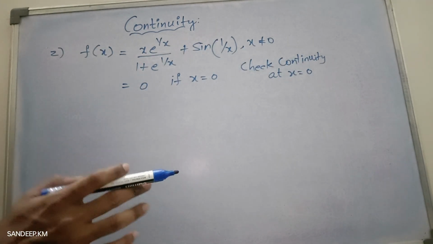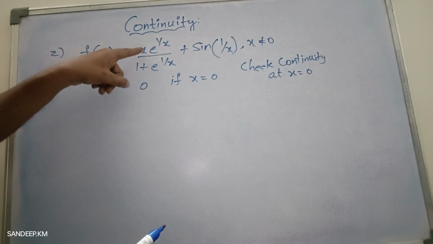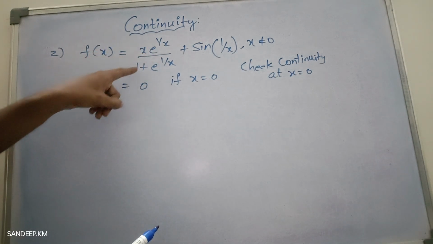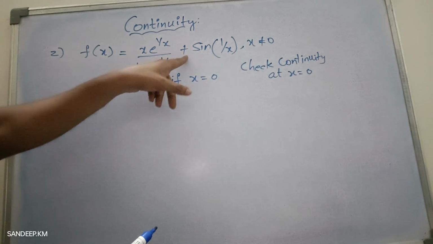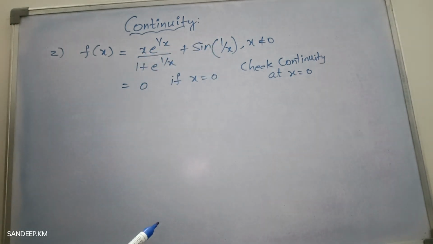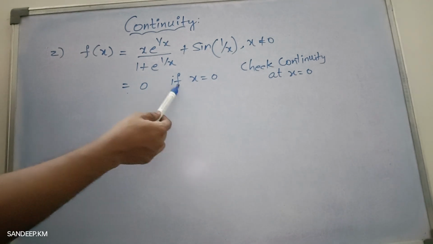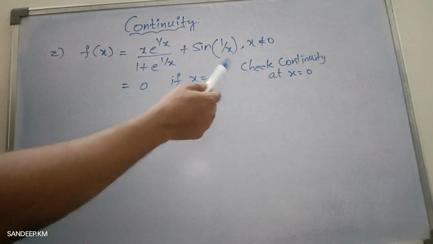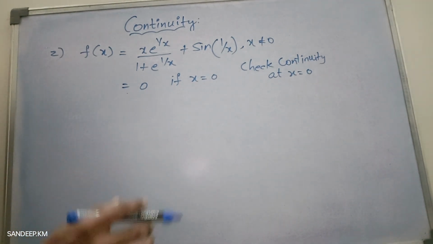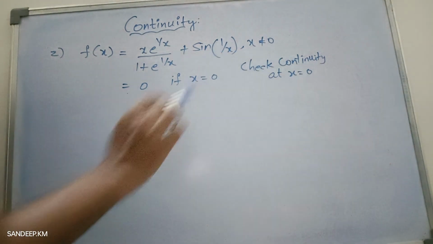Here is our second question. F of x is given as x into e power 1 by x divided by 1 plus e power 1 by x plus sine of 1 by x, when the input is not equal to 0, and the answer is 0 if x is equal to 0. So let us check whether the function is continuous or not at x is equal to 0.